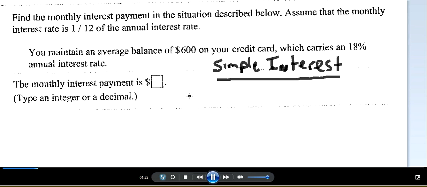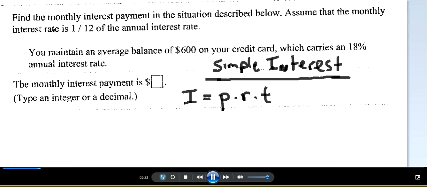So simple interest is where the interest equals your principal amount times the rate that it's paying in percentage times time. And time always comes in years in the simple interest formula. Okay? So if it were 1 year, T would be 1. If it were 5 years, T would be 5, etc., etc.